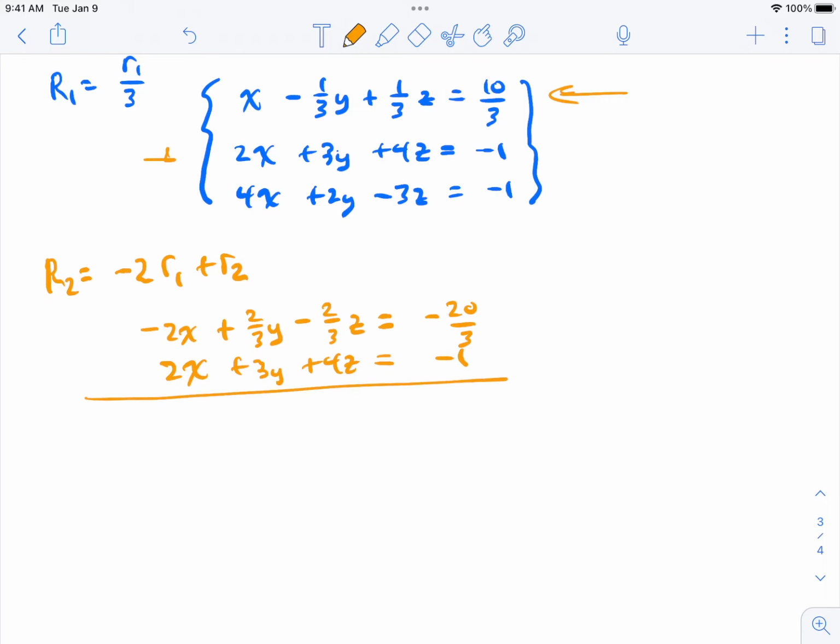That was the goal. 2/3 plus 3, 3 is 9/3, so we get 11/3 y. Negative 2/3 plus 4, well, 4 is 12/3, so that would be a 10/3 z equals negative 20/3 minus 1, which means minus 3/3. So it's a minus 23/3.